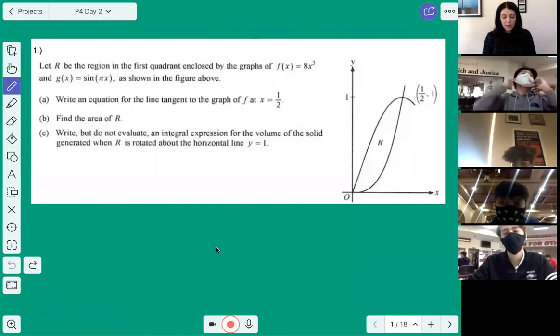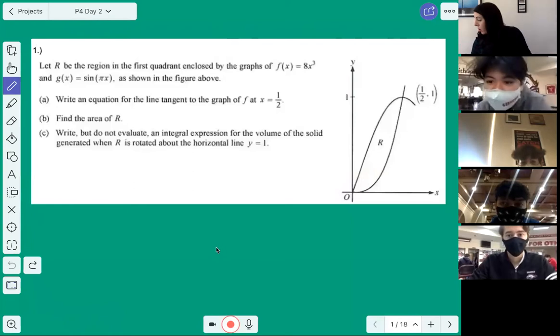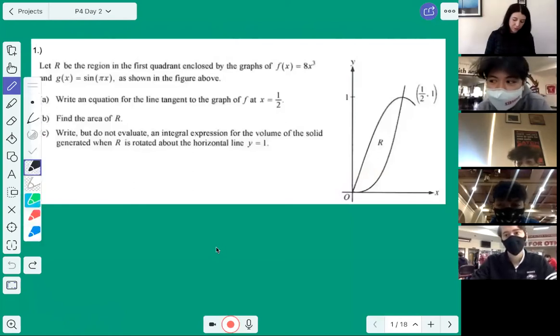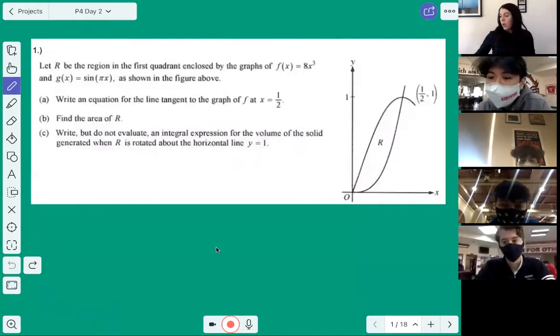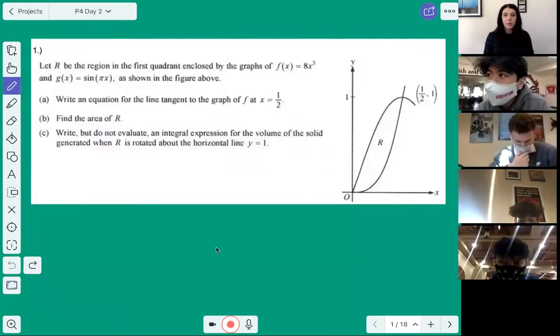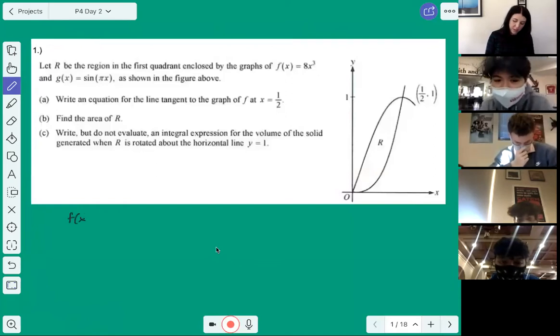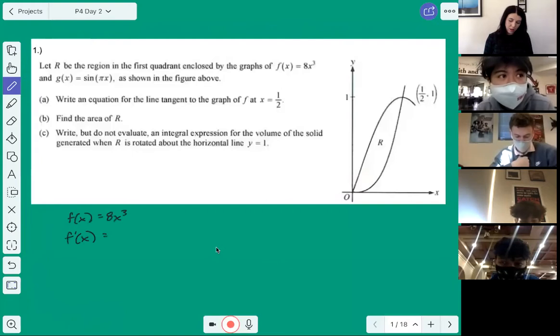So let's grab my spinner app. Equation of a tangent line. Let's go to Drew Scheinman. What'd you do? I took the derivative of f first. Okay, so f of x is equal to 8x cubed. Okay, so your derivative of f was what? 24x squared. Okay. What'd you do from here? And then I plugged in the 1/2 for x to find the slope.